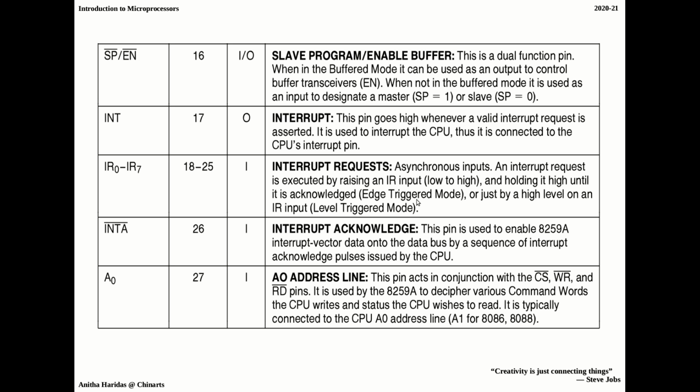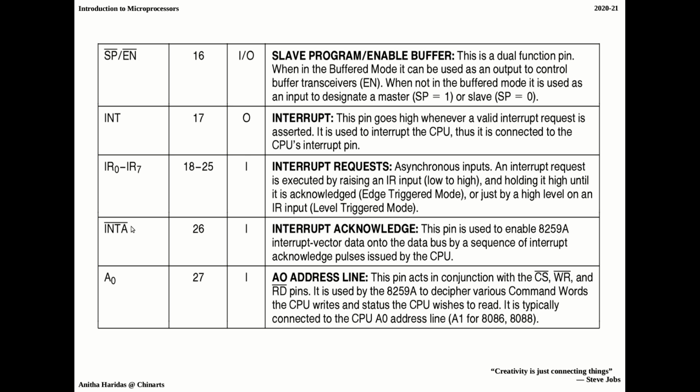So if it is in edge triggered mode, it goes from a low value to a high value and stays until it is acknowledged. Or if it is in the level triggered mode, it will be just a high level on the interrupt request input line, right? We have already discussed the difference between level triggered mode and edge triggered mode in our previous video.